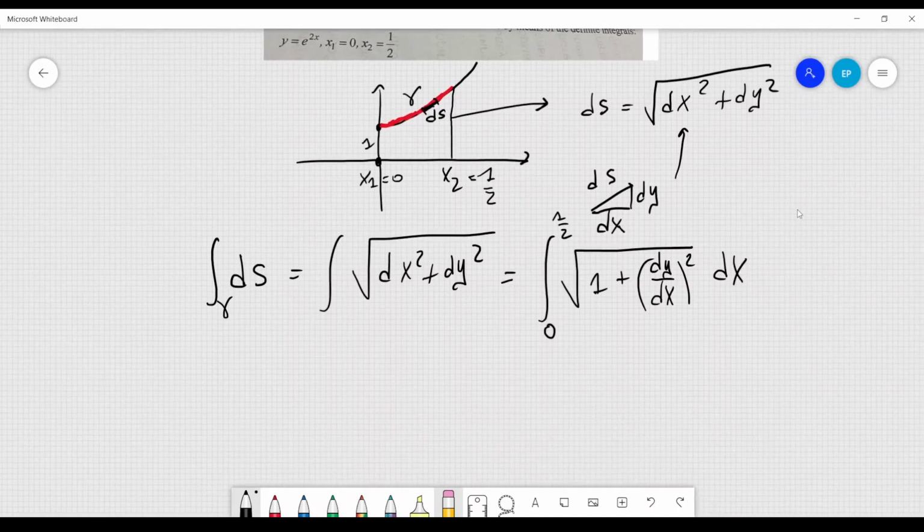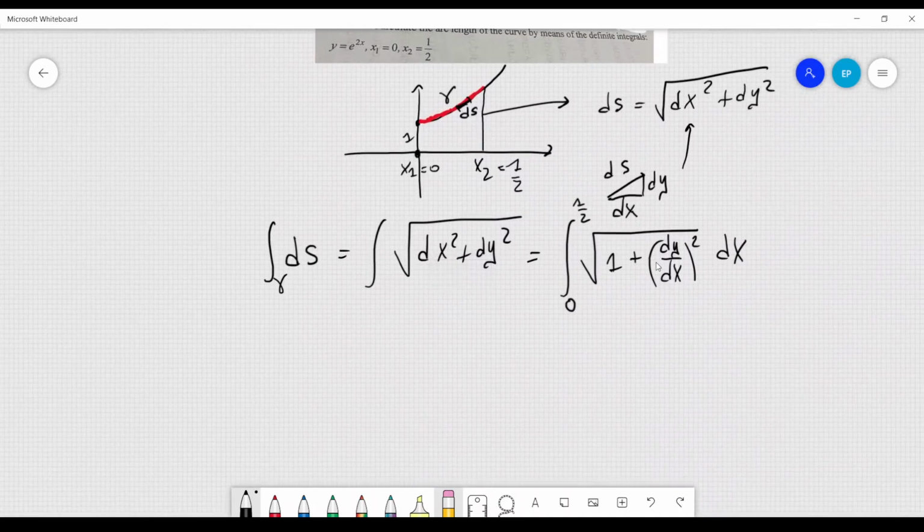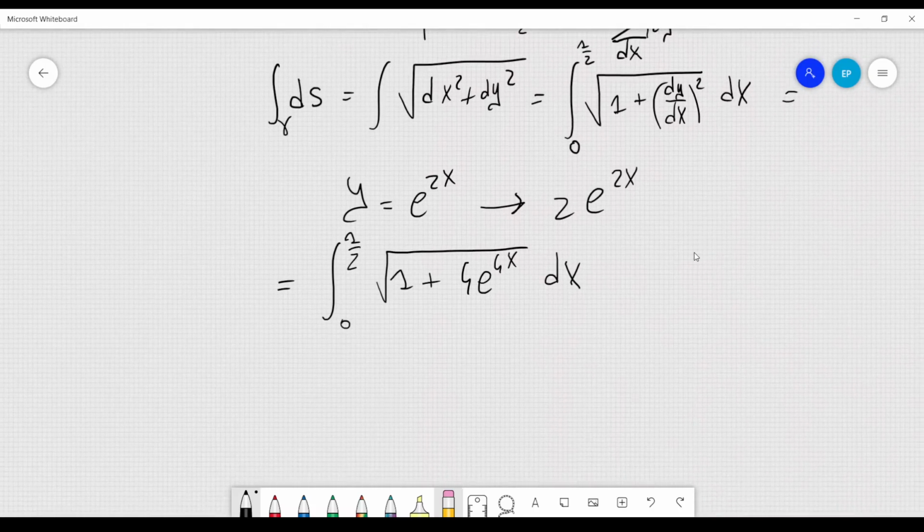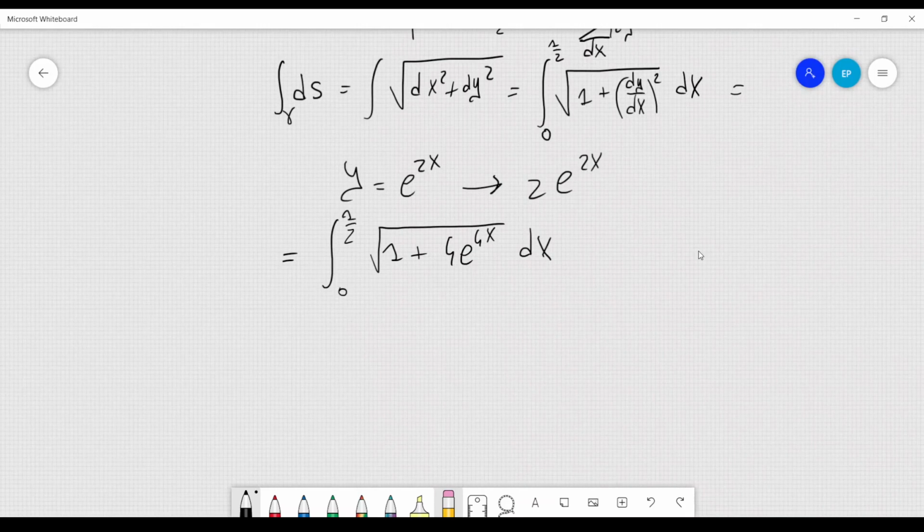So in order to use this formula, we need to calculate the derivative of the function y, which is this one here, and y is simply the exponential above, so it's e to the 2x. And if we take the derivative of this, it is 2 times e to the 2x. So let's do it here. It's the integral from 0 to 1/2 of the square root of 1 plus 4 e to the 4x dx. This is the integral that we have to calculate.